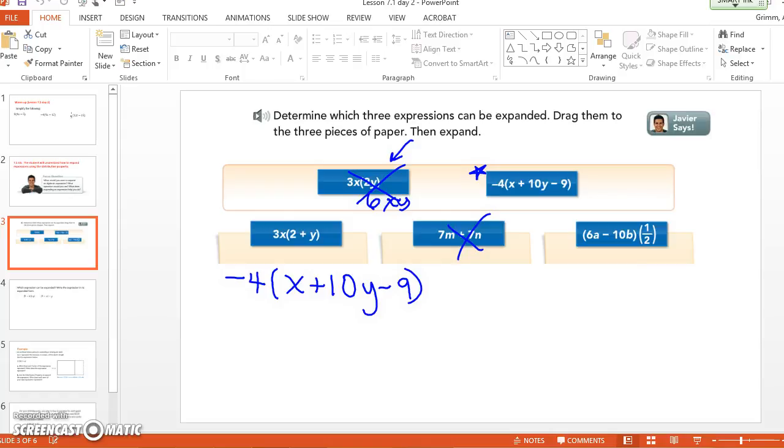All right, so let's expand this one. So this one's really pretty easy. What's negative 4 times x? Negative 4x. If you look up here, it makes it much easier to understand. Now we're going to take negative 4 times 10. Negative 40. And we're going to keep the plus sign, right? So plus negative 40y. We're going to keep the subtraction sign, right? So I keep that. What is negative 4 times 9? Negative 36. Because it's subtract, and then it's a negative 4 times a positive 9.